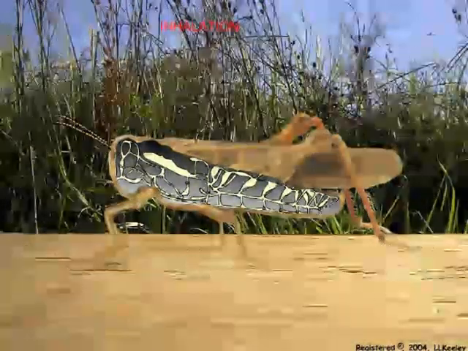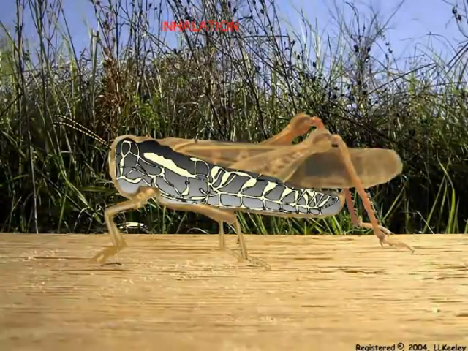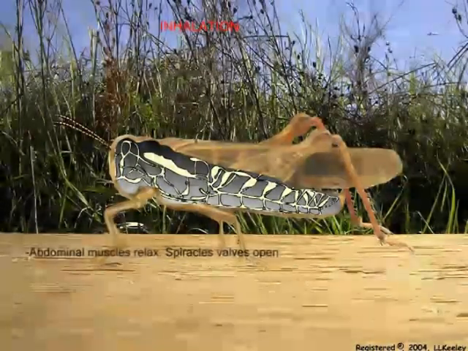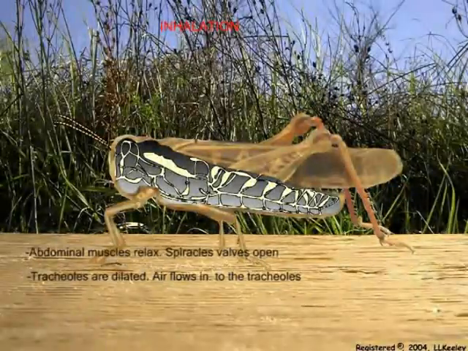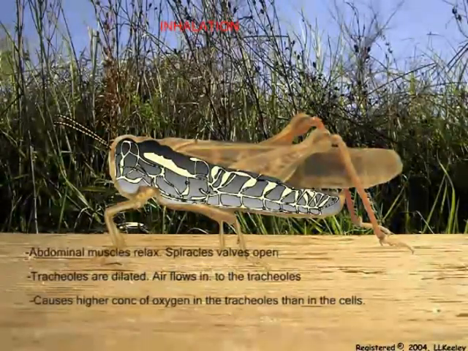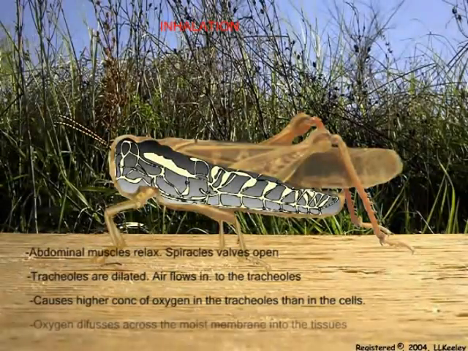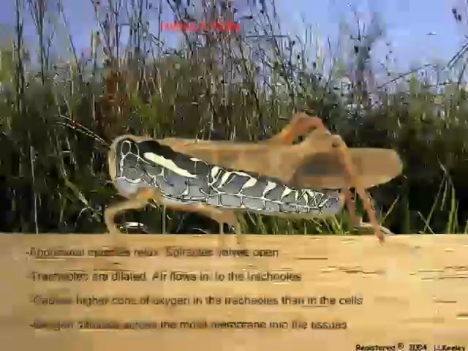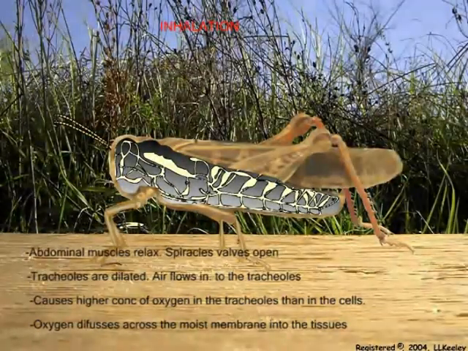During inhalation, oxygen flows in from the atmosphere where it is highly concentrated. During this phase, the abdominal muscles relax and the spiracle valves open. Tracheoles are dilated and air flows in. The air moves through the trachea into the tracheoles, and this leads to a higher concentration of oxygen in the tracheoles than in the cells. Oxygen thus diffuses across the moist membrane of the tracheoles and into the tissues. This oxygen is used in respiration and carbon dioxide is produced.